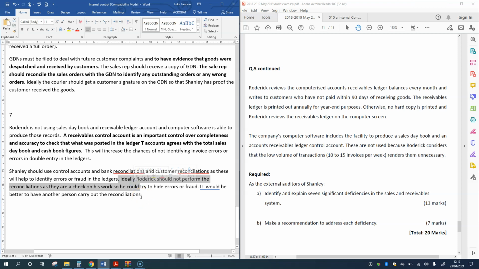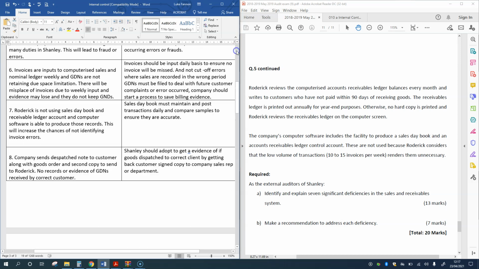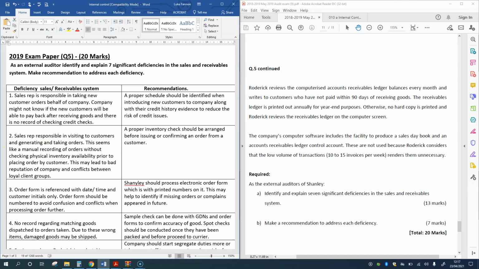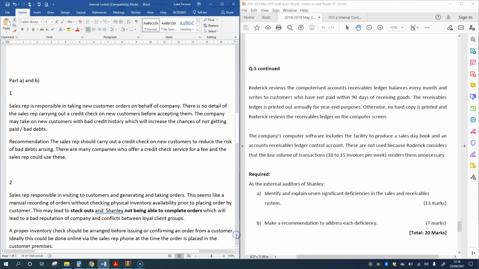So that was a good answer by the student, and what I was trying to do was just show you how to improve it a bit. Also, don't bother using a table in the exam, because students think they've written a lot in the table when actually sometimes it's easier just to do it here, and they're less likely then to write less. So thanks for watching, and I hope that's useful.